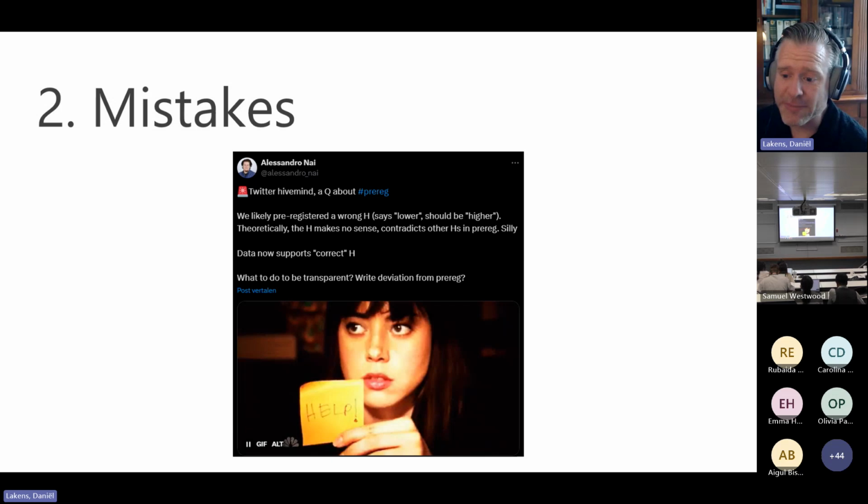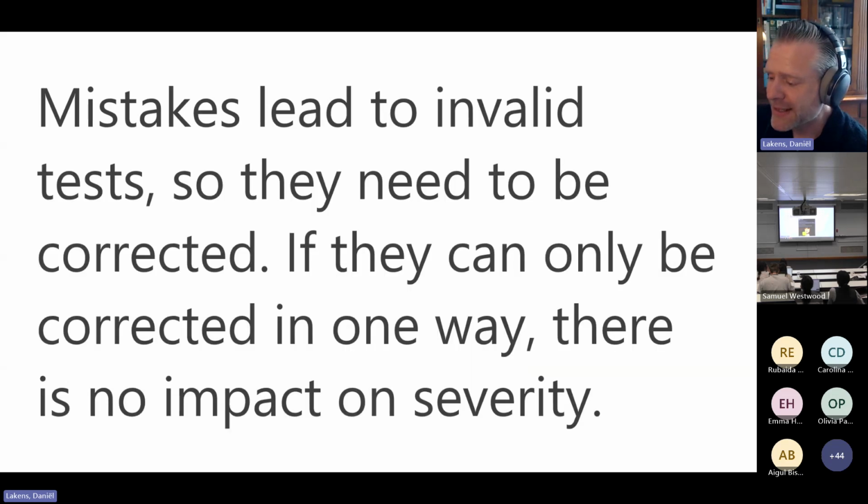They also happen. People have already mentioned it. This is an example again from Twitter. Somebody says, we likely pre-registered a wrong hypothesis. We said lower, but we should have said higher. So they really pre-registered in the exact opposite direction. And then they say, well, but theoretically, the other one doesn't even make any sense. Okay, so I think if you can really argue this and your peers agree, they say, look, this is clearly a typo. This is just an error. You made a mistake, you correct it. Nobody thinks you're opportunistically doing anything, right? So these deviations are also fine.